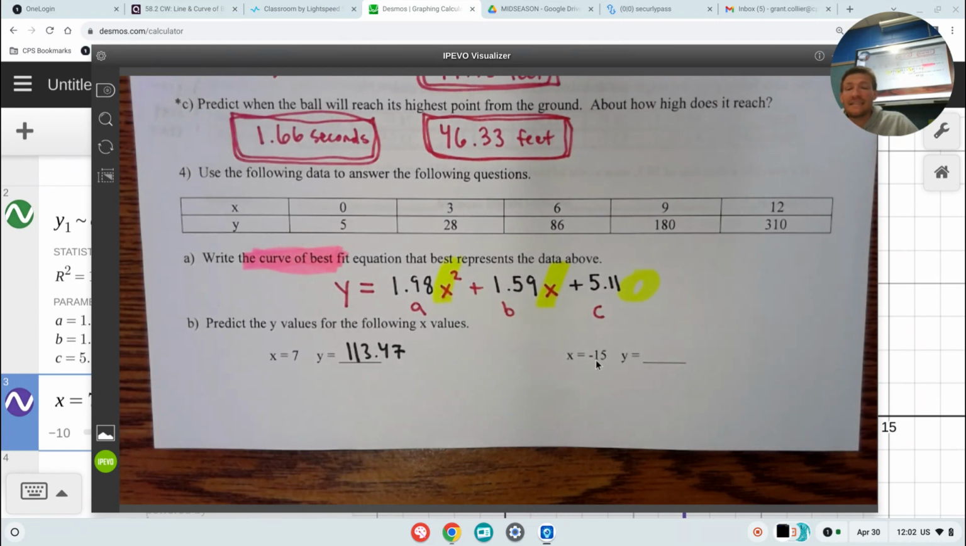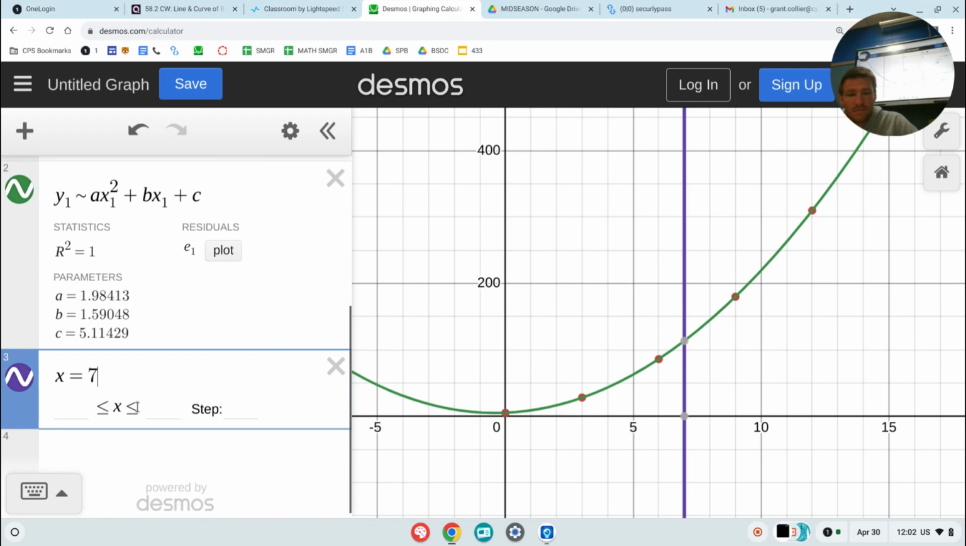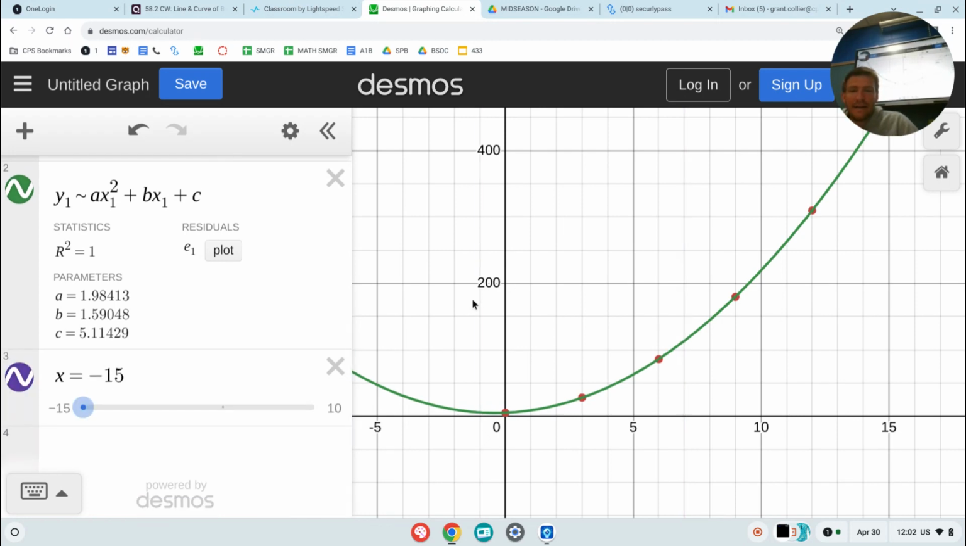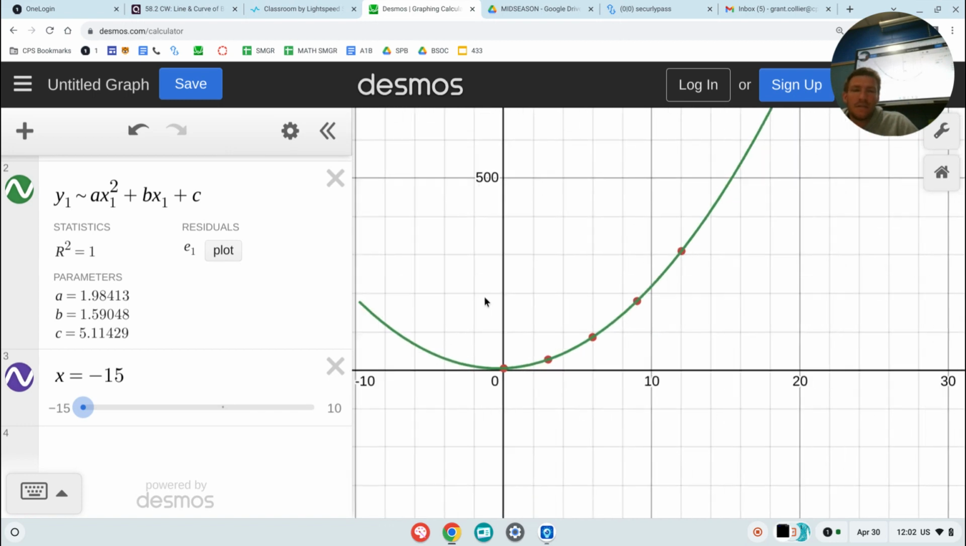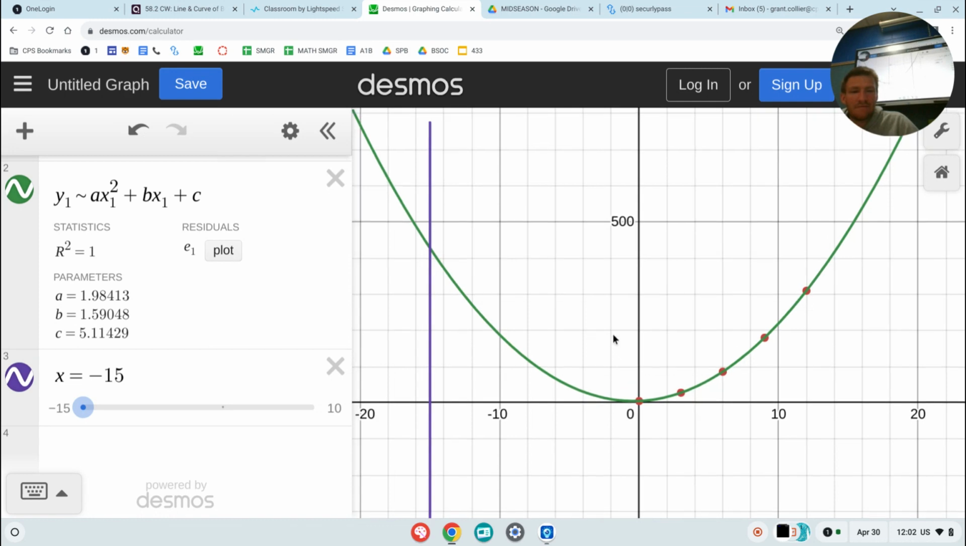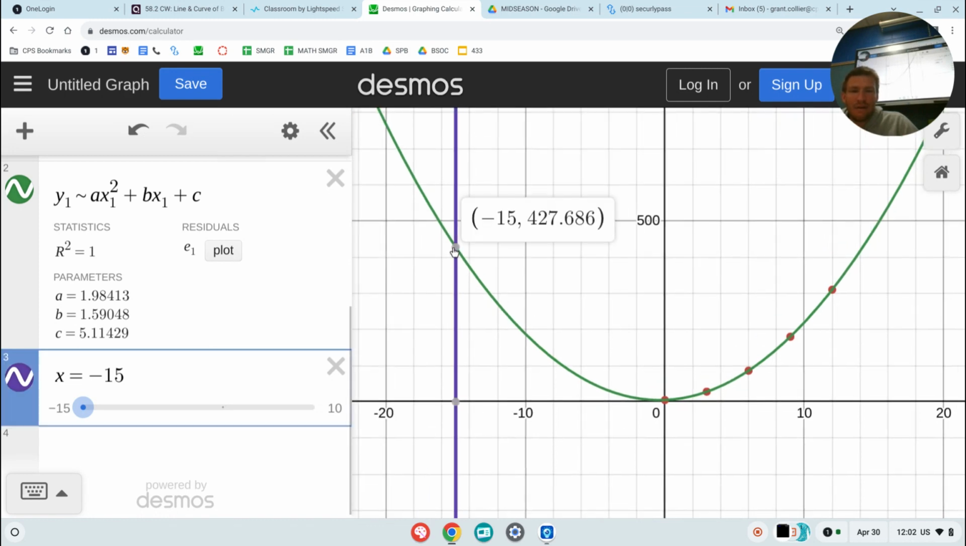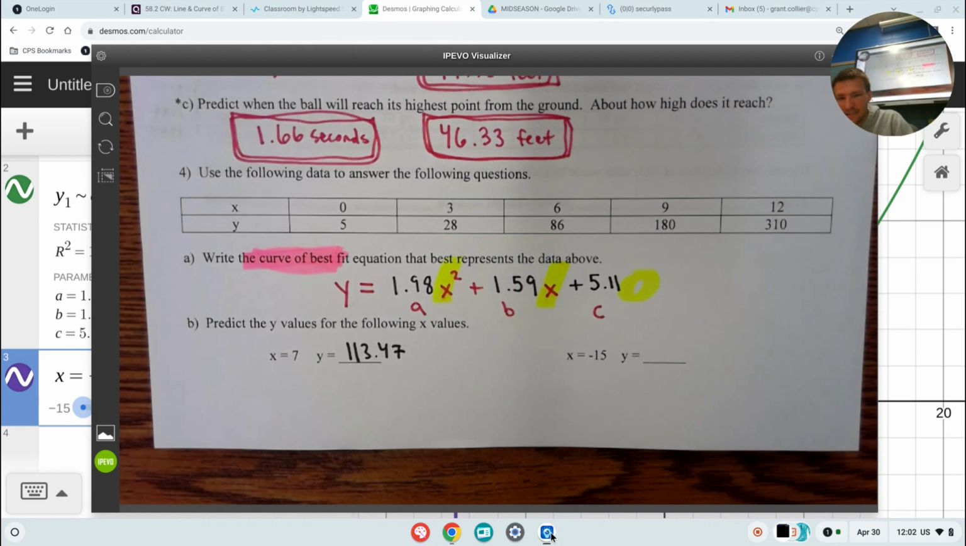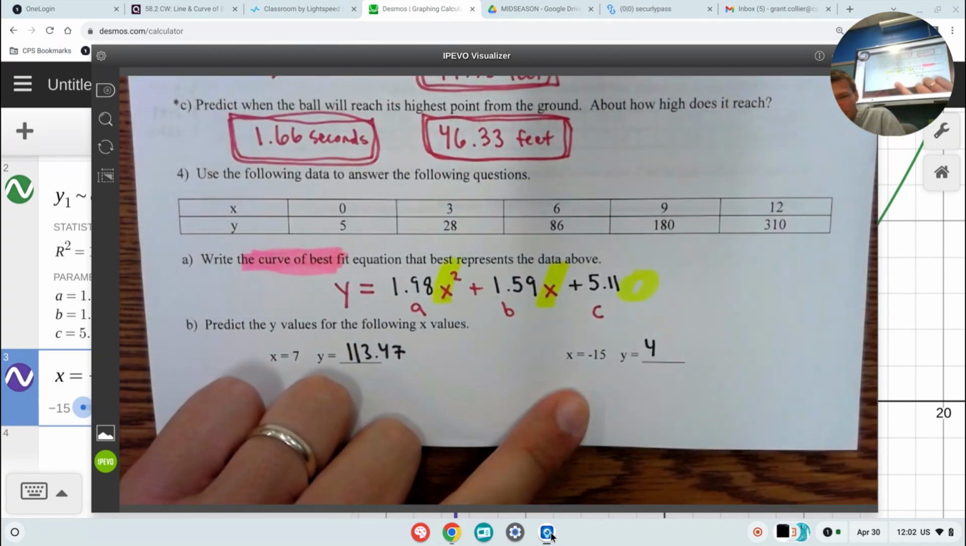Up next is x equals negative 15. How come I can't see that? So you might have to look around a little bit. I see it right here. And it says 427.68. Are we rounding to 69? Yes. 427.69.